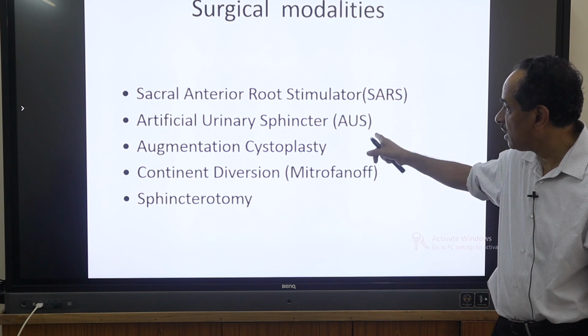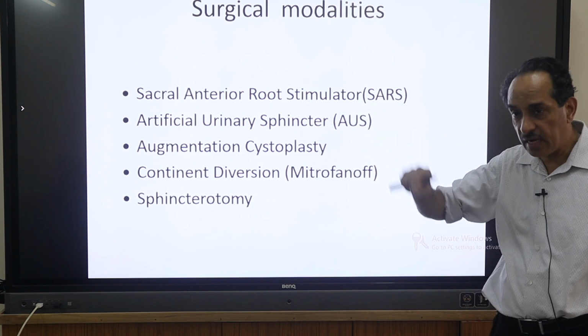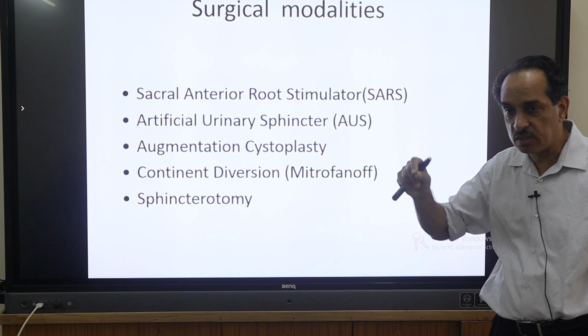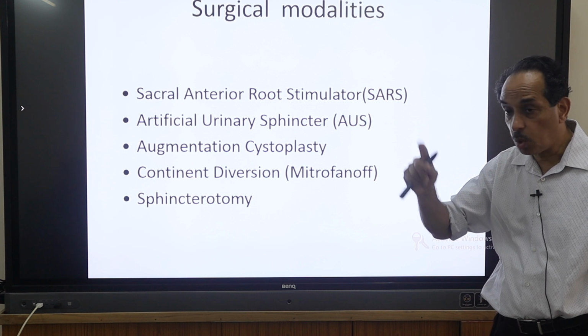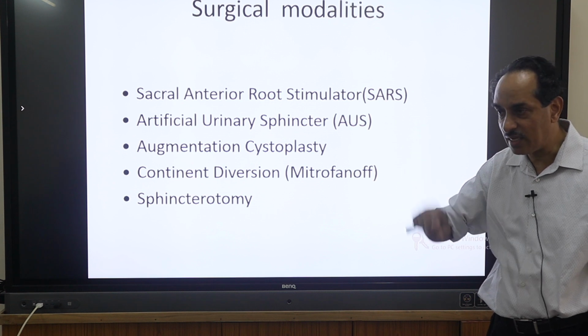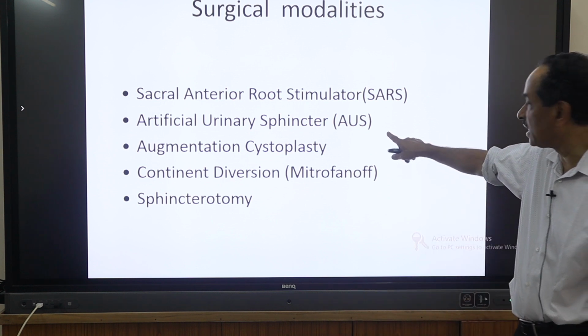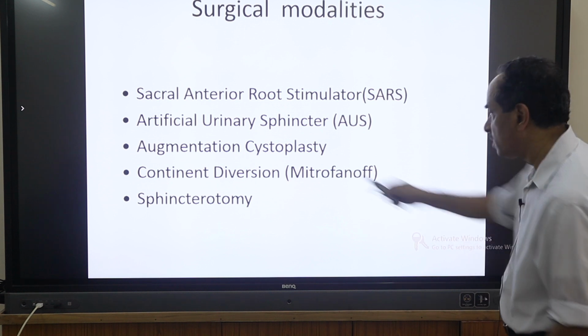Second is neuromodulation. Instead of ablative procedures, there is parallel stimulation of the posterior root with different frequencies, so that there is modulation of the sacral center. We will talk about the modulation soon. Then there is a mechanical thing: the artificial urinary sphincter.